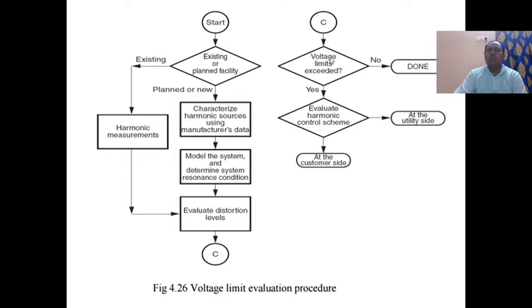Next one is the voltage. How can you find out whether the voltage limit is exceeded or not? We can find out if the voltage limit is exceeded. If no, that's done. If yes, go to evaluate harmonic control scheme at the utility side, at the customer side. These are the steps to follow for the voltage limit evaluation procedure.